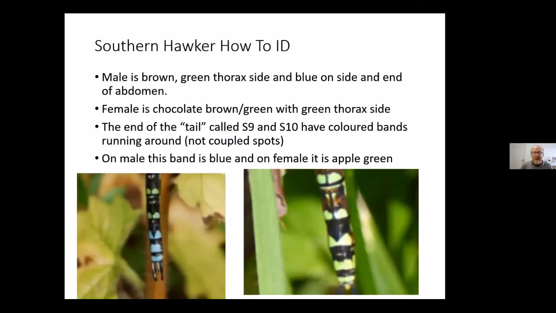If you're in any doubt, just get pictures, as I mentioned, of the rest of its body. All the other hawkers have dots, coloured dots all the way down to the end of their tail, whereas the southern hawker, when you get to S9 and 10, it's a completely coloured band. So that will be the definitive way of identifying it. But to be perfectly honest, I simply let it fly towards me, got those headlights, it's a southern hawker.